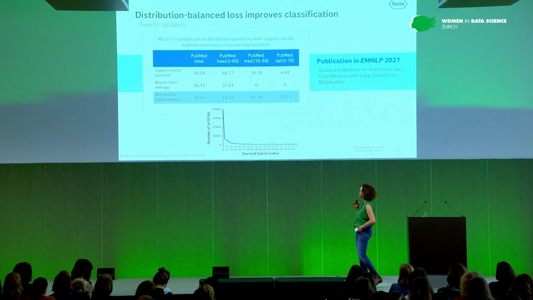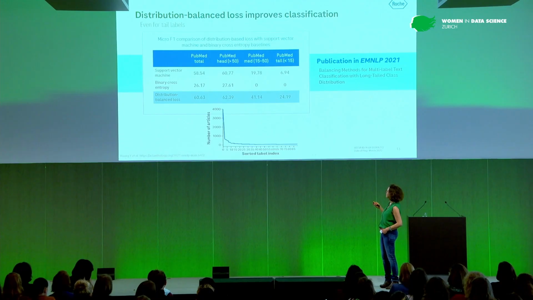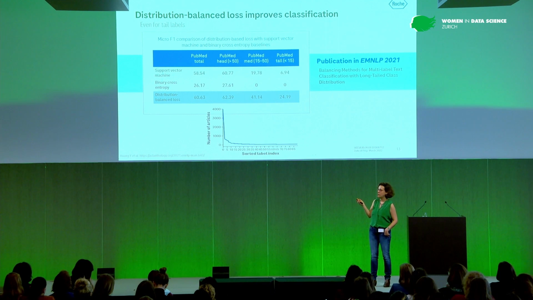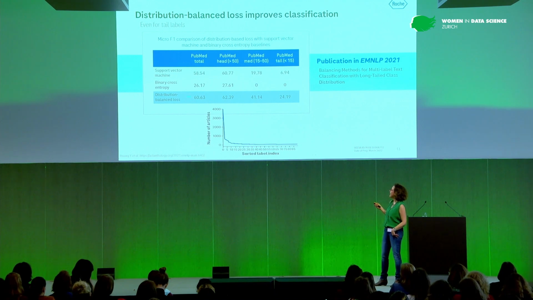So let's take a look at this slide. So here, the data set comes from PubMed. This is your total success metric, where our success metric for this use case is micro F1. And as you see, support vector machine, binary cross entropy, and distribution balance loss, these 2 are basically our baseline models. And this is our micro F1 for the total, when you examine all of the labels.